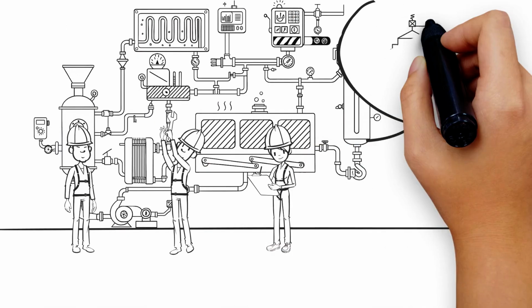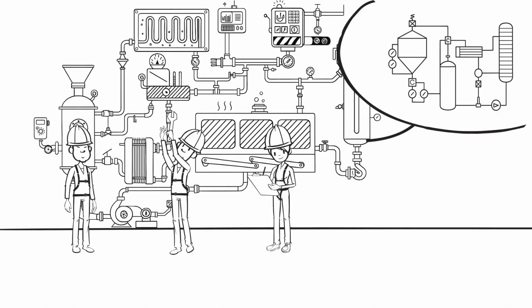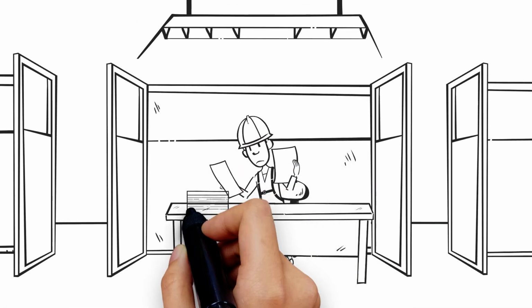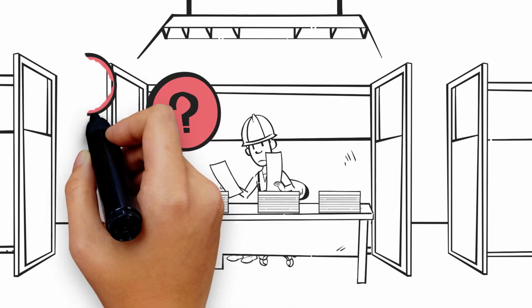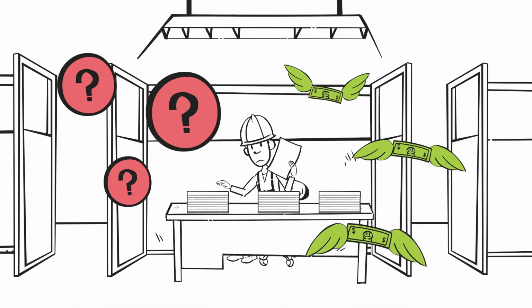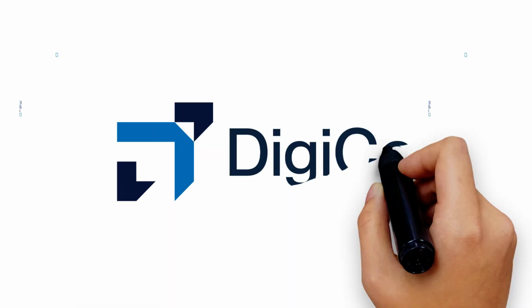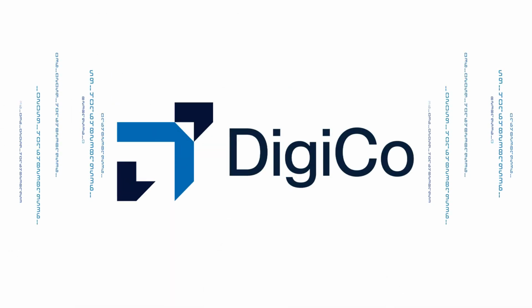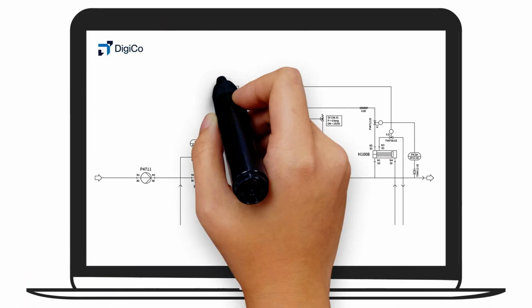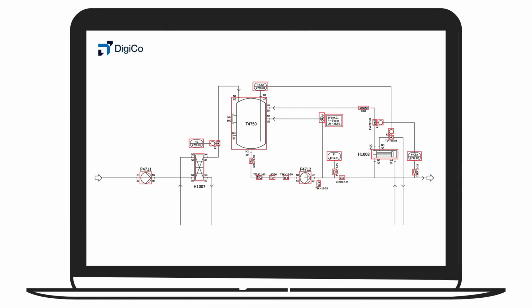Engineering runs on diagrams. They're the blueprint of every process. But too often, P&IDs are stuck in paper or outdated formats, making them hard to use, error-prone, and costly to maintain. DigiCo, Digitization Companion, changes that. With one upload, your P&ID becomes digital, accurate, and editable in minutes. And that's just the beginning.